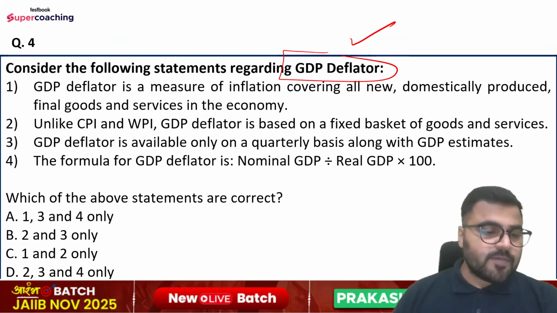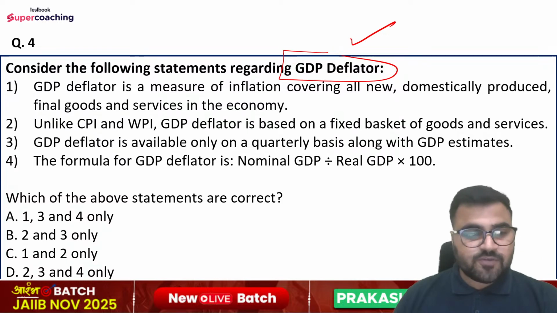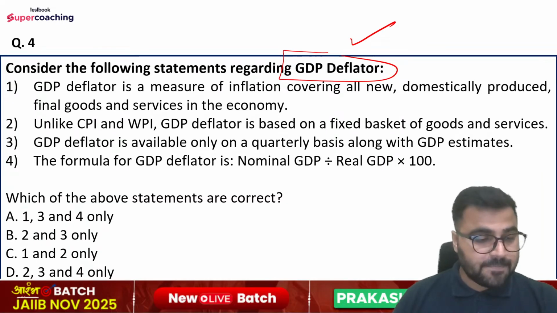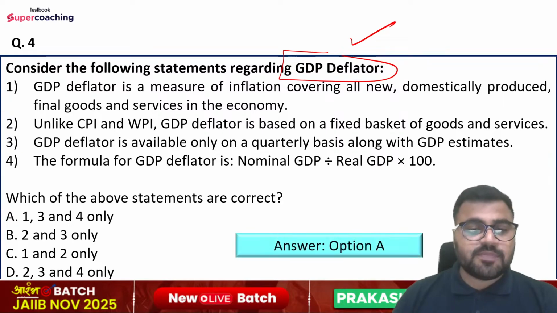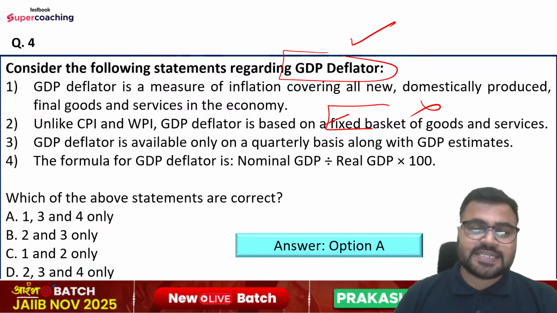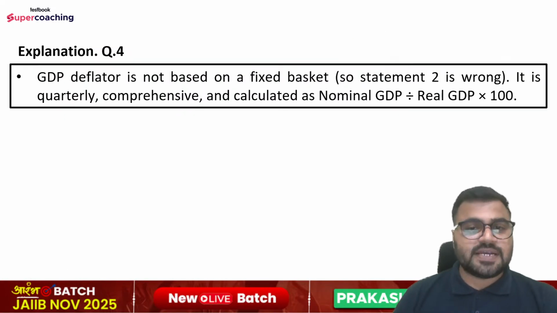So which of the above statements are correct? First, third and fourth only, second and third only, first and second only, or second, third and fourth only? Do let me know. So right answer is option number A here, that is first, third and fourth only. Second statement is incorrect here. GDP deflator is based on a fixed basket of goods and services. This statement is incorrect, and hence option number A will be the right answer here.